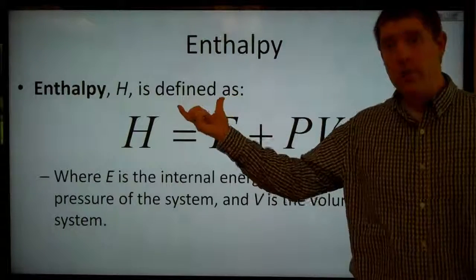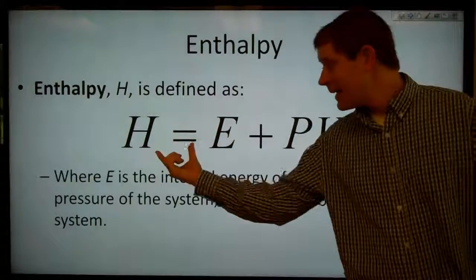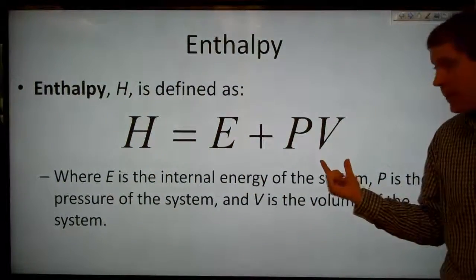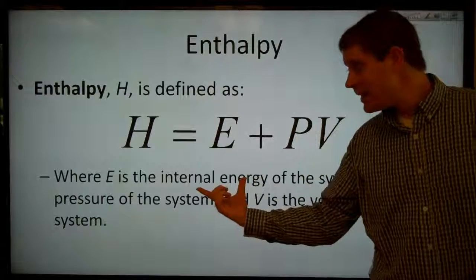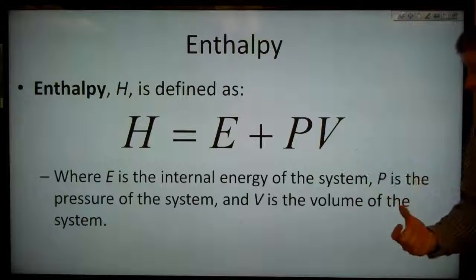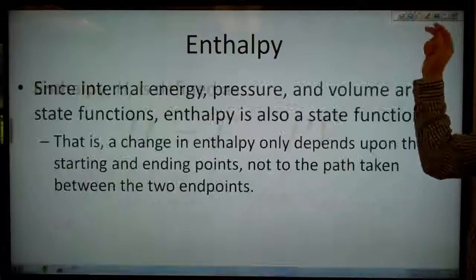So enthalpy, symbolized with capital H, is defined this way. H is equal to E plus PV. E, remember, is the internal energy of the system. P is the pressure of the system, and V is the volume of our system.